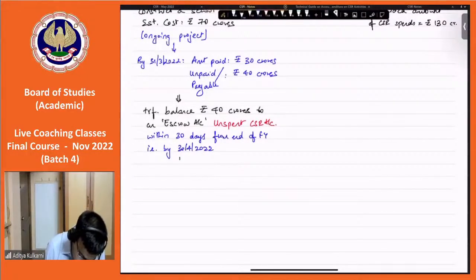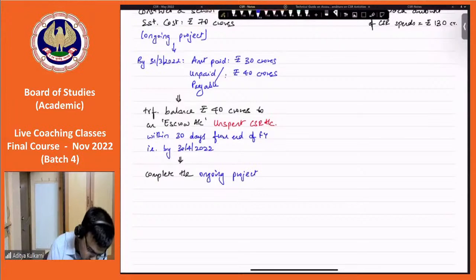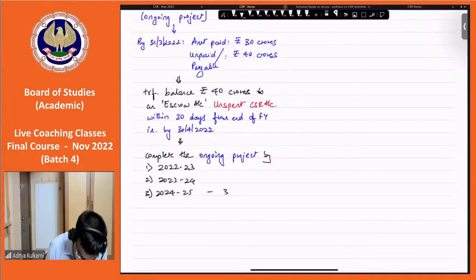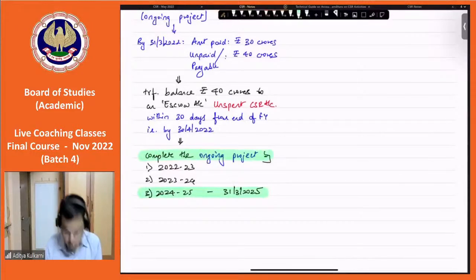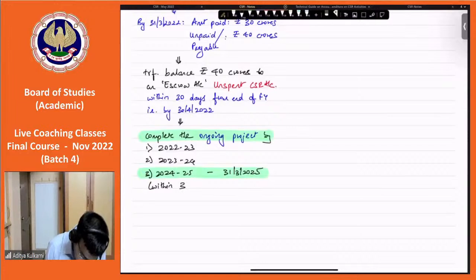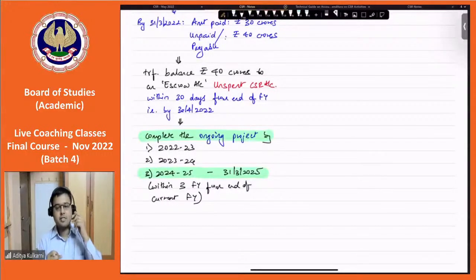And now, what the section says, complete the ongoing project by 2022-23, 2023-24, 2024-25. So you have to complete it by 31st March 2025. Okay. Complete the ongoing project by 31st March 2025, that is within 3 financial years from the end of the current financial year.